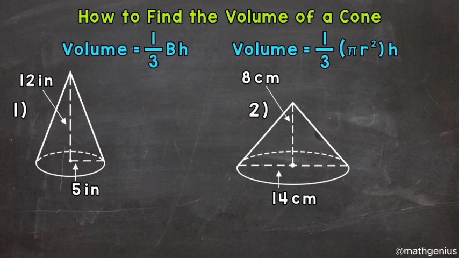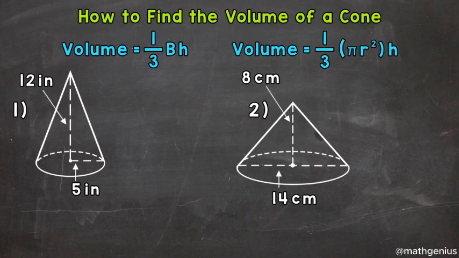But since the base of a cone is a circle, we can input the formula for the area of a circle into our volume formula to make it more specific. So the formula to the right at the top of the screen, we have 1/3 times the area of the circular base, pi r squared, times the height. Now we'll talk about why we multiply by 1/3 after we finish number 1. Knowing why we do this will give us a better understanding of the formula.